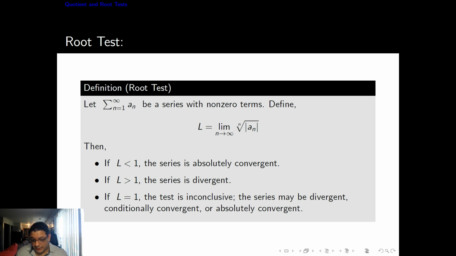Notice that we're going to assume that the limit exists, because if it doesn't, then the series is going to be divergent. Now, similarly as in the ratio test, if the number L is less than 1, then the series is absolutely convergent and hence convergent. If L is bigger than 1, then the series is going to be divergent. And if L equals 1, the test is inconclusive and the series might be divergent, conditionally convergent, or absolutely convergent too.